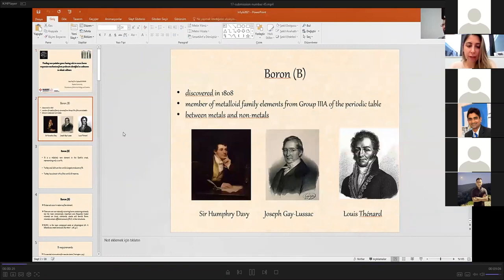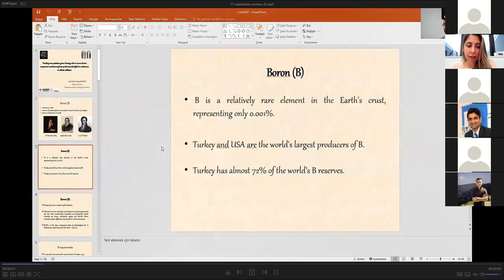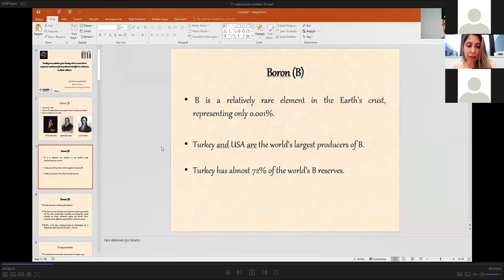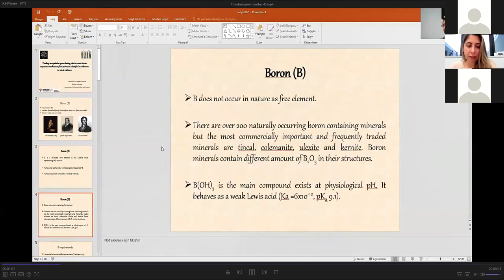Before that, I want to give very brief information about boron. First of all, boron was discovered in 1808 by these three people. It's a member of the metalloid family of elements from group 3A of the periodic table. It has properties between metals and non-metals. It's a relatively rare element in the Earth's crust, representing only 0.001%. Turkey and the USA are the world's largest producers of boron, and our country has almost 72% of the world's boron reserve.